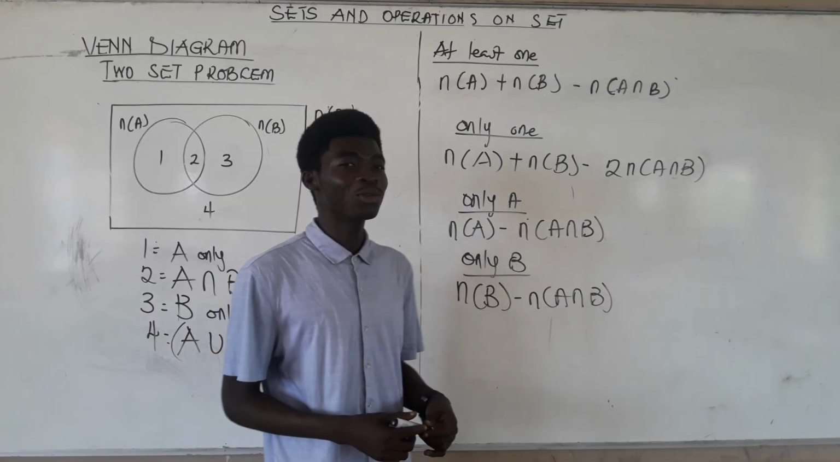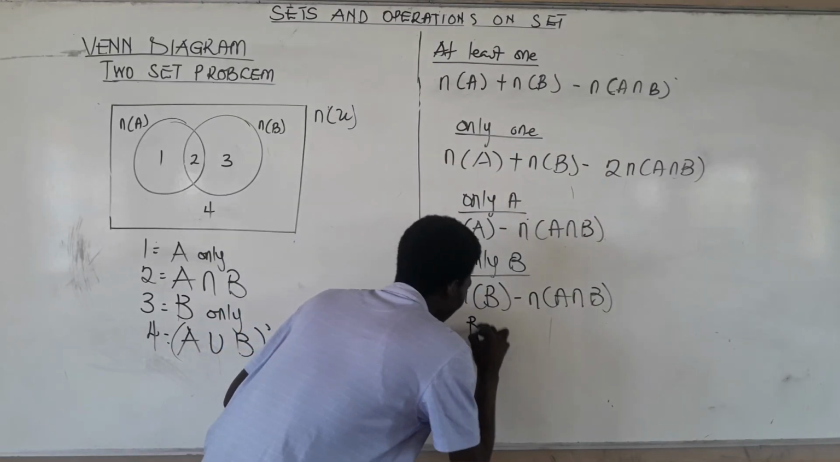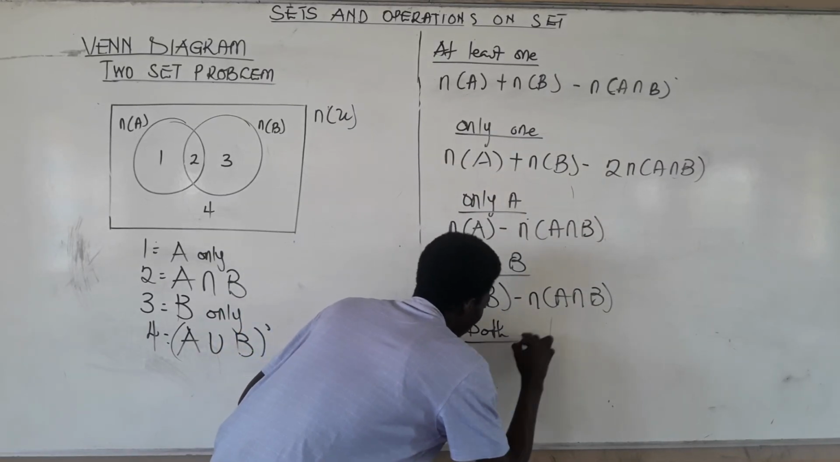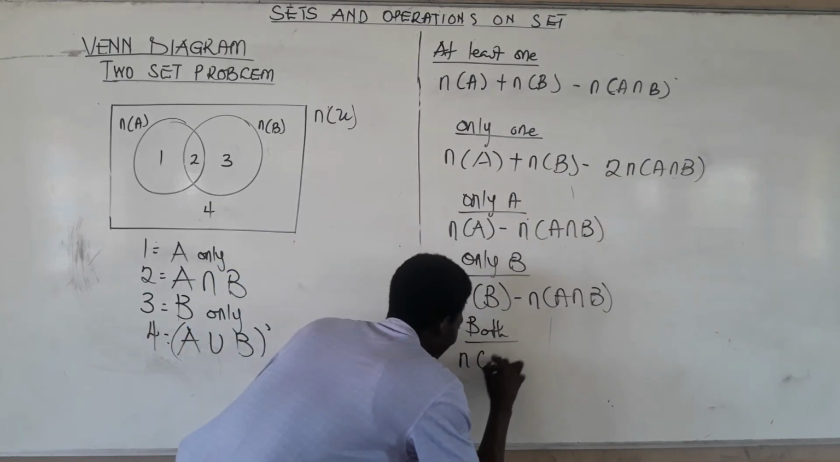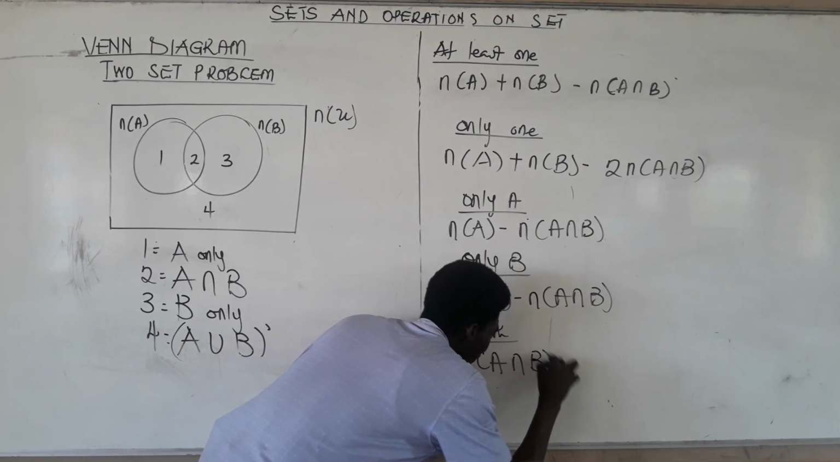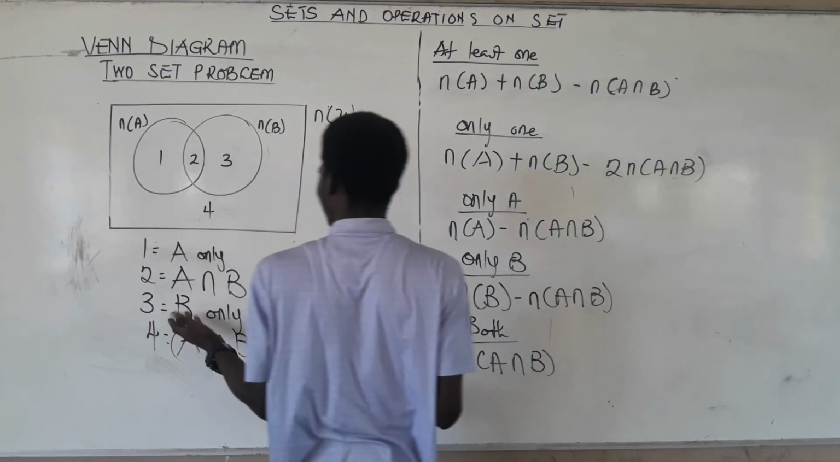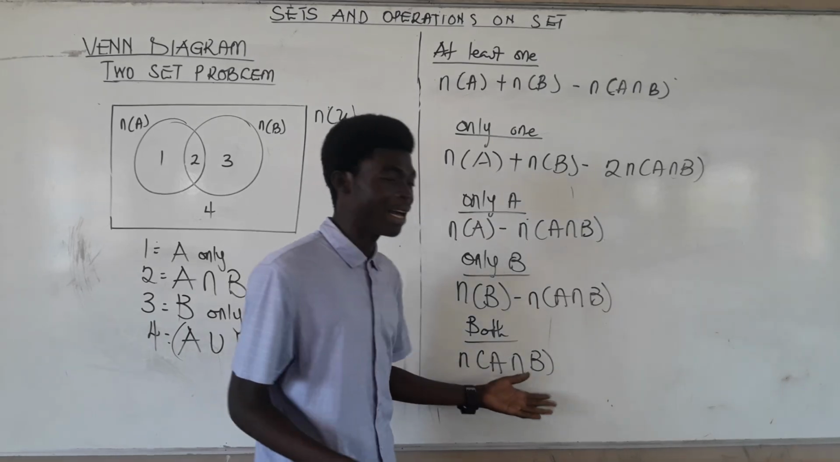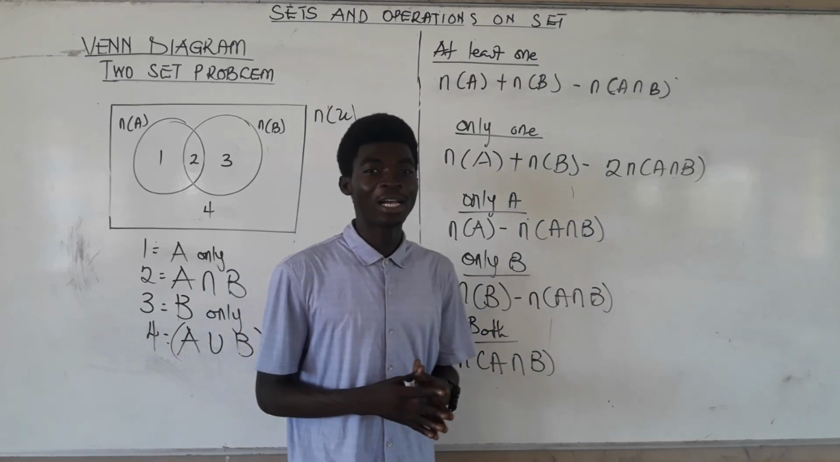Now let's look at how to solve for both. So how to solve for both? That is going to be the number of A intersection B. So this portion here, the 2 here, which is A intersection B. And that is how to solve for both. Now let's look at the last one, none.